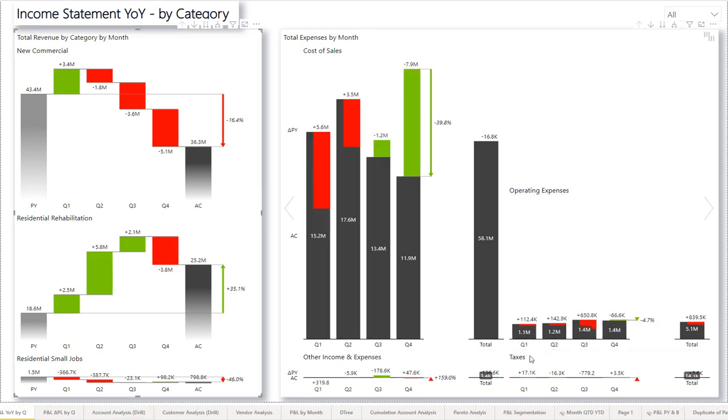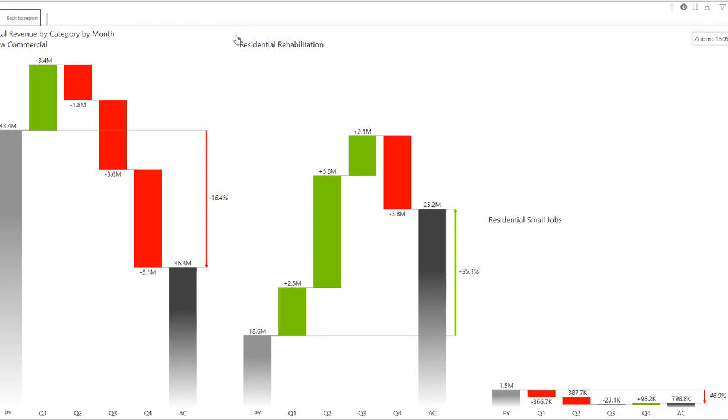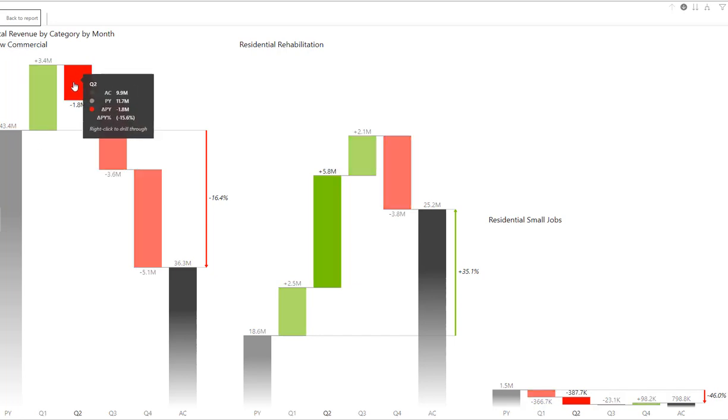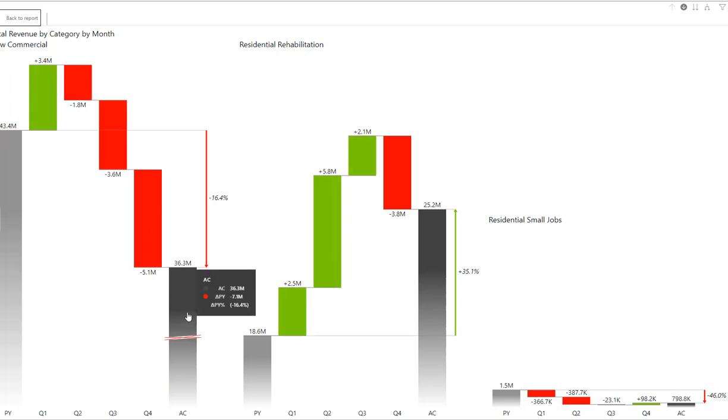So let's explore the revenue side of things. Let's open this out on its own page. What we're seeing here is visually that for the new commercial, we had a very good first quarter, and then we've had progressively worse quarters, running us from a 43 million prior year to 36 million this year. On the other hand, our residential rehab has done a lot better, and we've gone from 18 million, and we've had an uplift of 35% to 25.2 million.